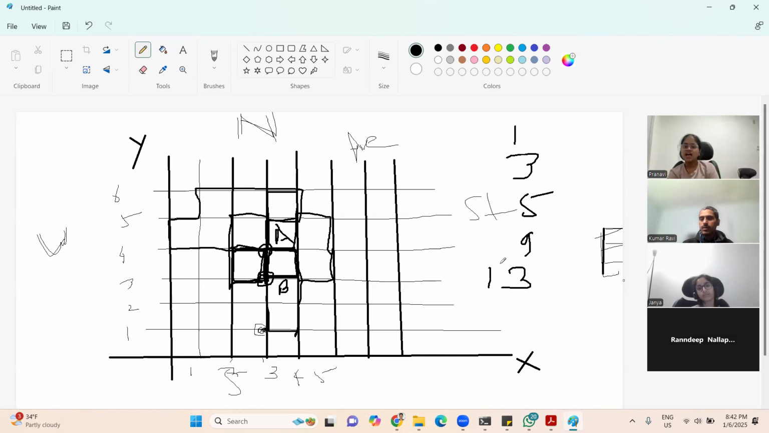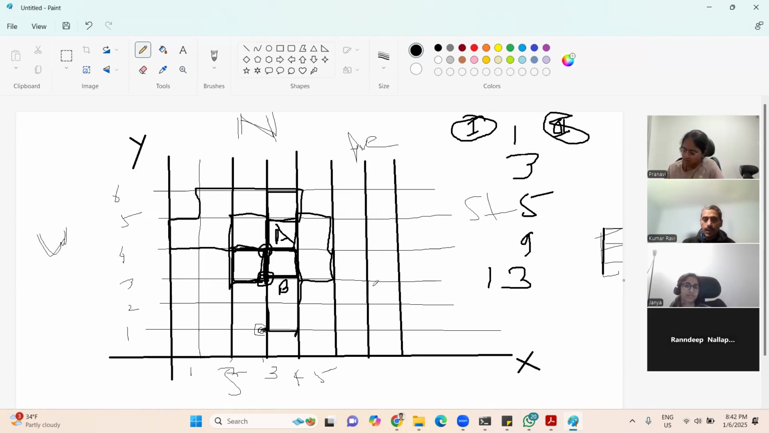Oh, so it has to be divisible by 2? No, I'll tell you. So this is case 1. Okay. Now we'll take case 2.